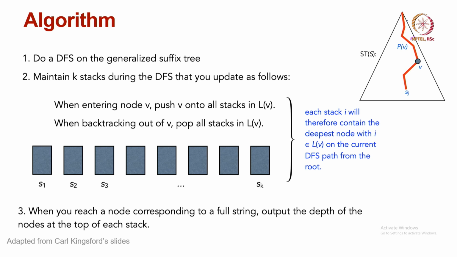We are going to maintain k stacks during the depth first search, right. When we reach node V during depth first search, we check the list LV at that node V, because that list gives me access to the suffixes that end at V. Now, I am going to put those indexes in my stacks, correct, and when I reach a node corresponding to a full string.